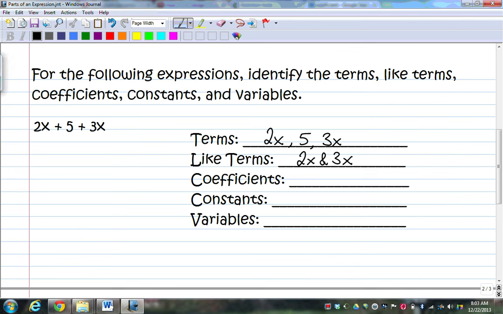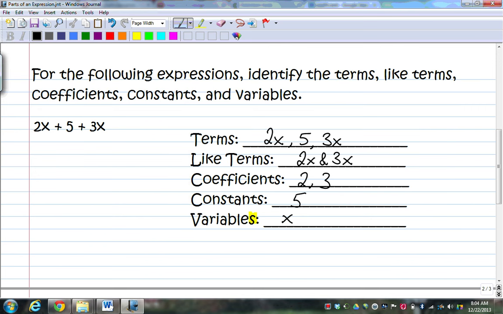Coefficients are the numbers in front of the variable. So if you look at the variables, oops, let me get my highlighter. It's this and it's this because it's the number that's right in front of them. So I have a 2 and I have a 3. Constant is a number that has no variable. Well, that would be our 5. And the variable, well, the only one we have here is an x. Now it has variables right here because you may have some with x's and y's, maybe x, y, and z even. You can have multiple variables.